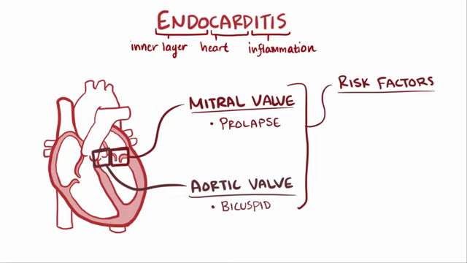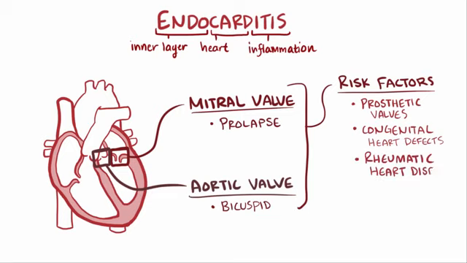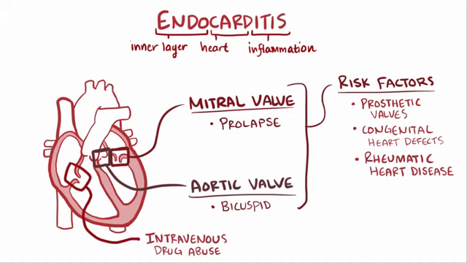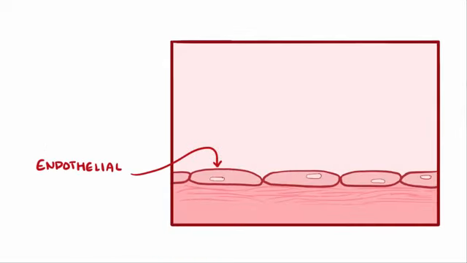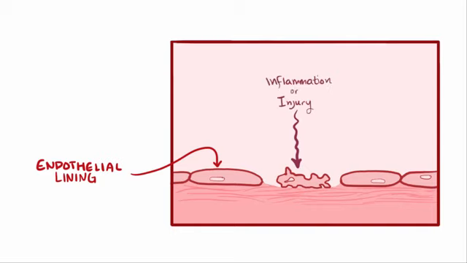Risk factors for either valve include having prosthetic valves, having a congenital cardiac defect involving the valves, having damage to the valves from rheumatic heart disease, and finally intravenous drug use, which typically affects the tricuspid valve. Now the first step that happens in endocarditis is something causes the endothelial lining of the valves to get damaged. And there are a number of ways that this can happen, like previous inflammation or injury.